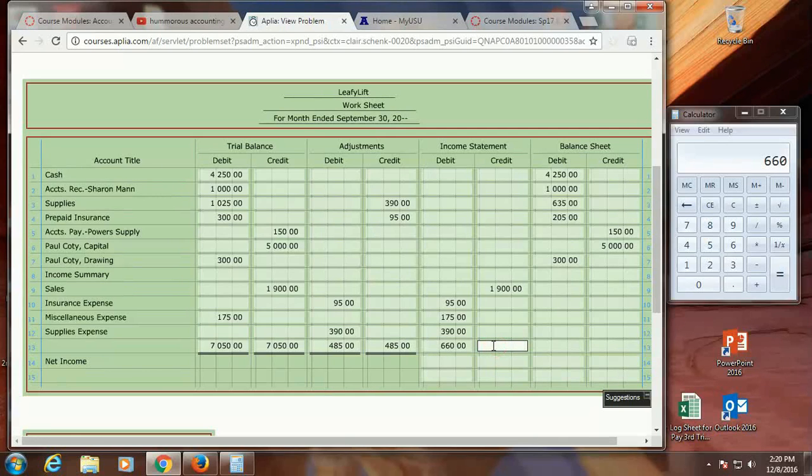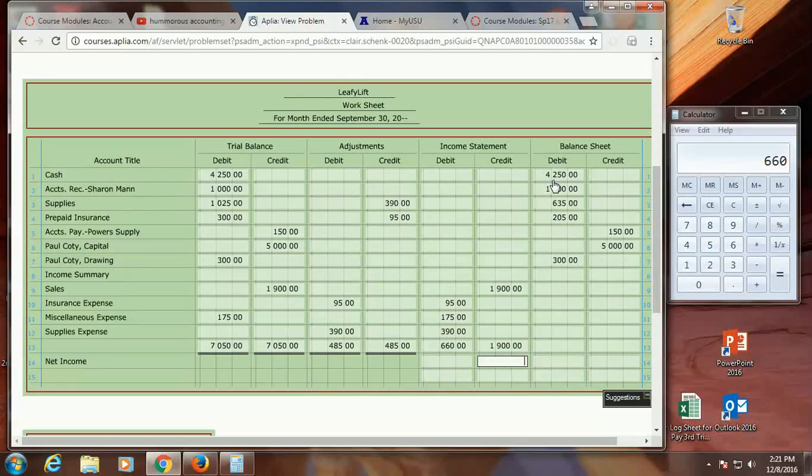I can do this one in my head. 1,900. Am I going too fast? No. Okay. There's the credit column added up, 1,900. It's also back here on the back TV too, Shayla, if that makes it easier.